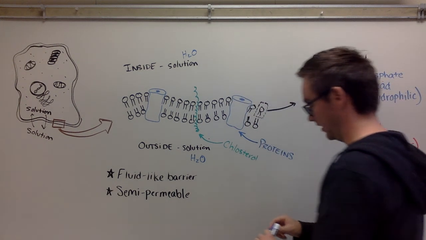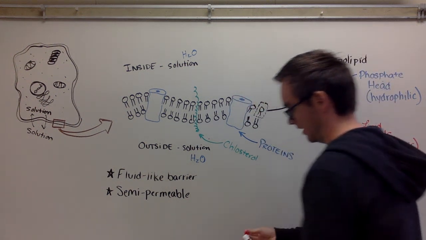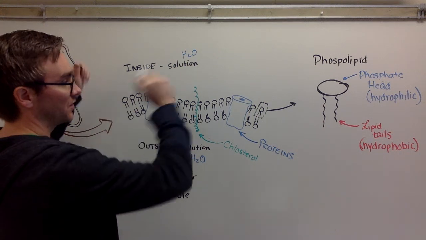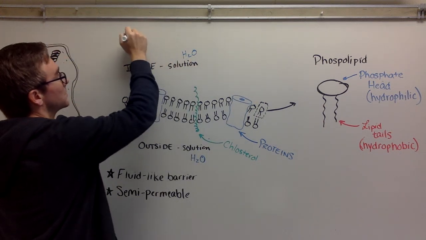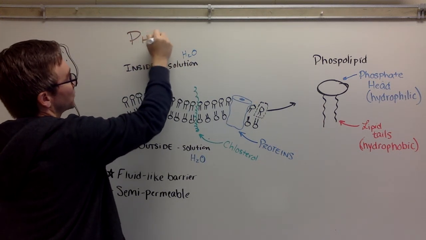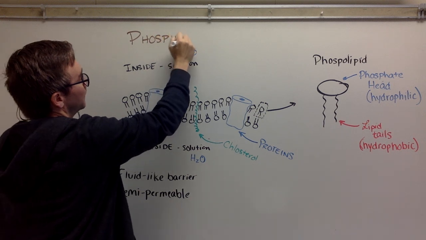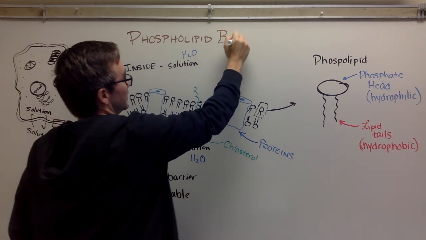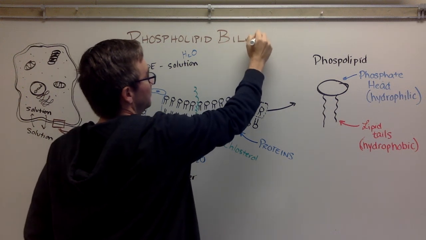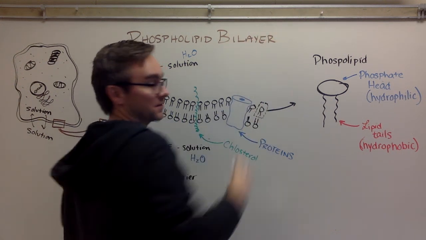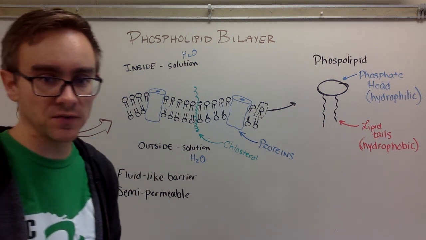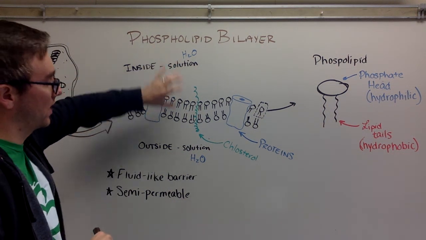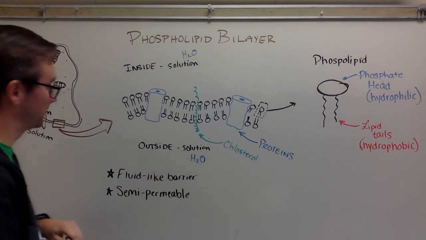Because of this, based on the structure that we have here, the cell membrane is sometimes also known as the phospholipid bilayer. It is two layers of phospholipids, and it's based on how those lipids are oriented because of the way the water is set up in the solution.